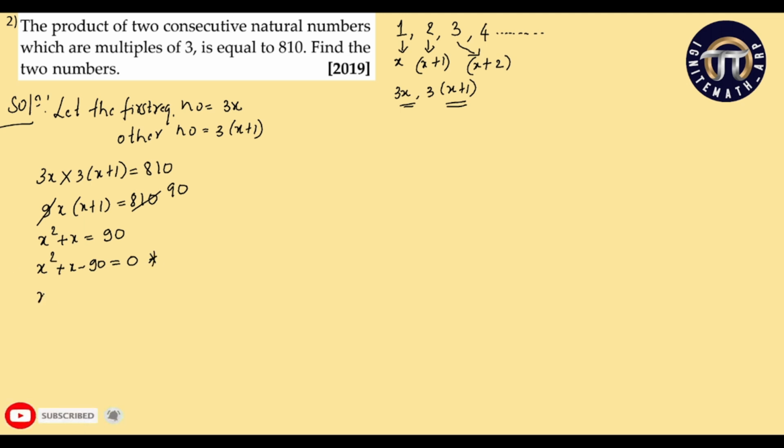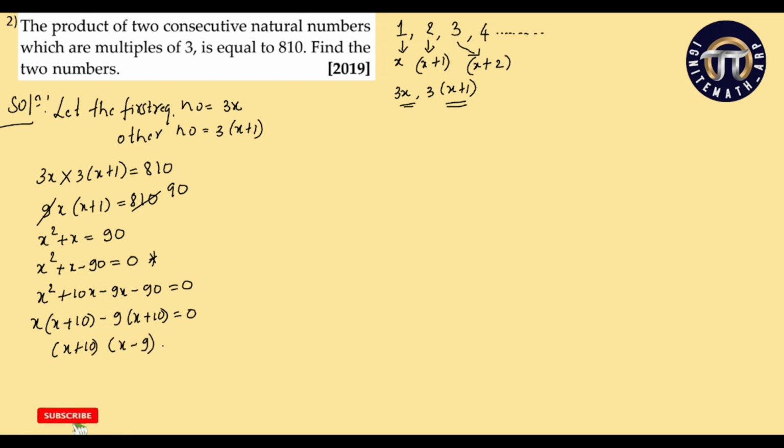Clear, children? So now I can split and factorize it. x square plus 10x minus 9x minus 90 is equal to 0. So again, I'll factorize by grouping: x plus 10 minus 9 times x plus 10 is equal to 0. So x plus 10 is one factor, x minus 9 is the other factor. So later I'm going to write x plus 10 is equal to 0, and x minus 9 is also equal to 0. So this is by the zero product rule.